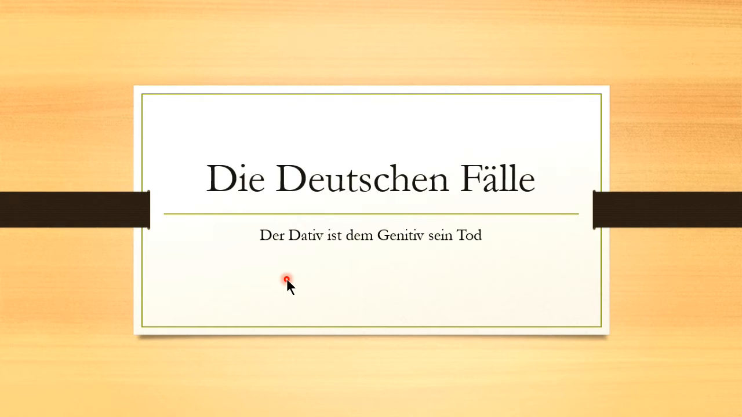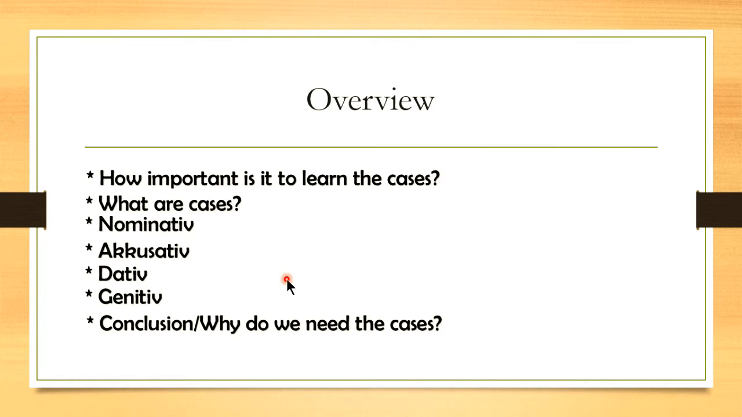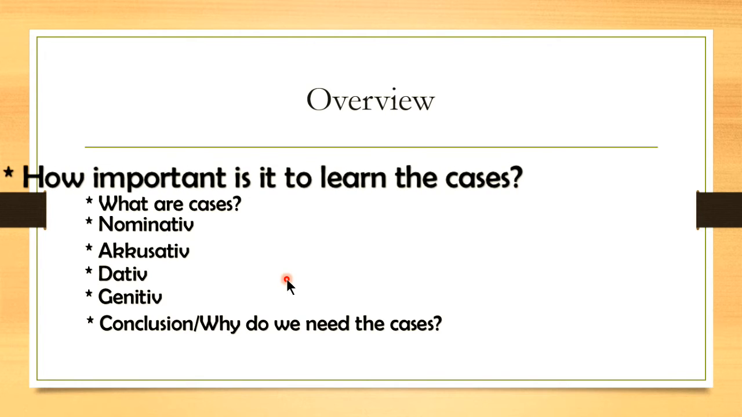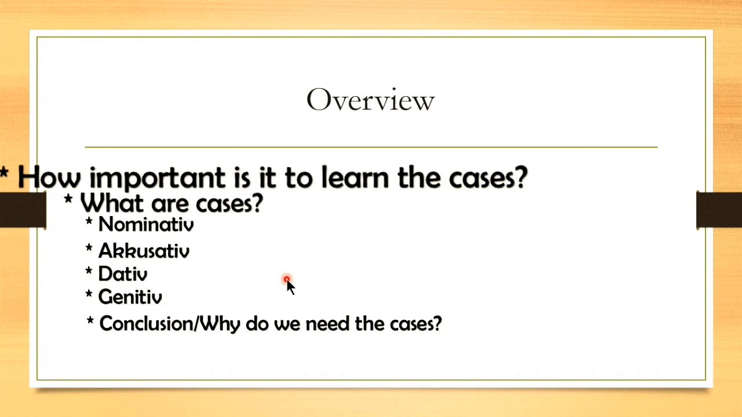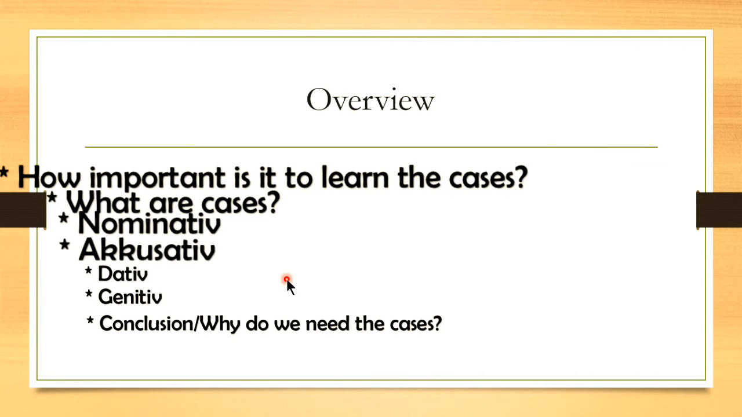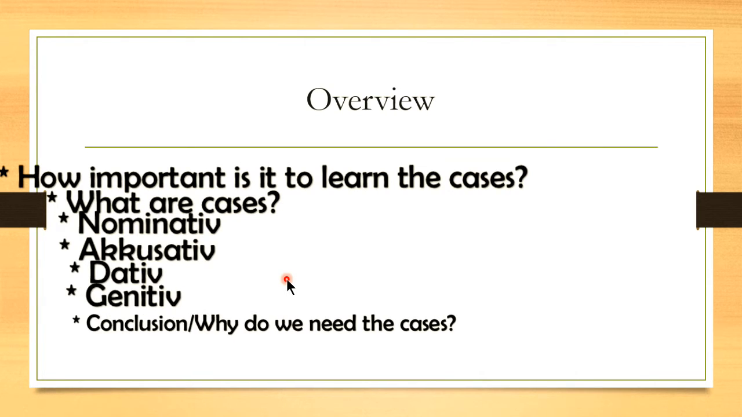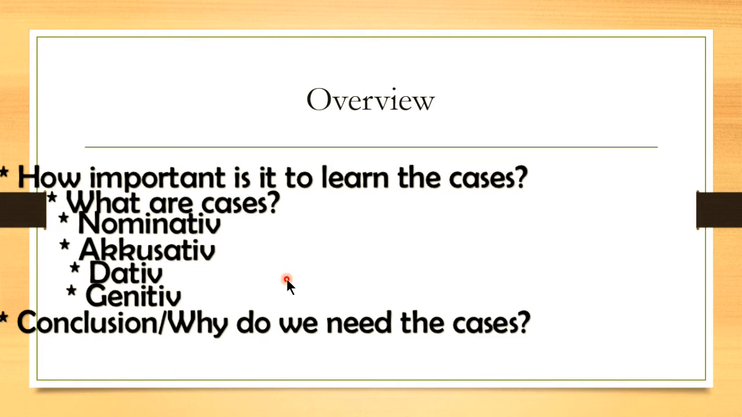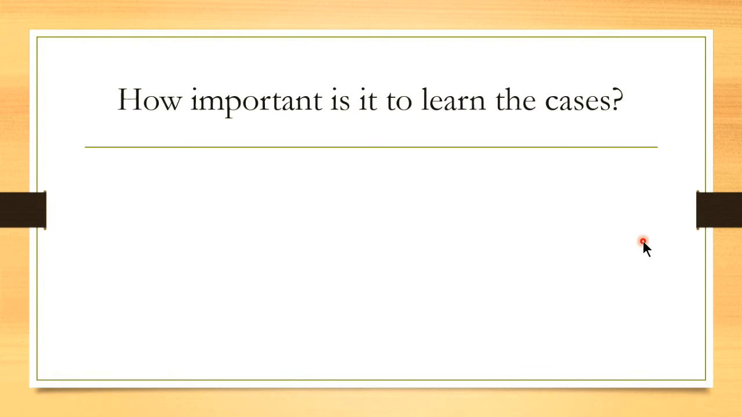So let's look at the overview that we have. We are going to talk about the following bullet points, obviously, so we have a little idea of what we're going to be covering today. We're going to talk about how important it is to actually learn the cases, what the cases are, the Nominativ, the Akkusativ, the Dativ, the Genitiv, and eventually coming to a conclusion and hopefully being able to answer the question why we really need the cases. Why do Germans actually do this?